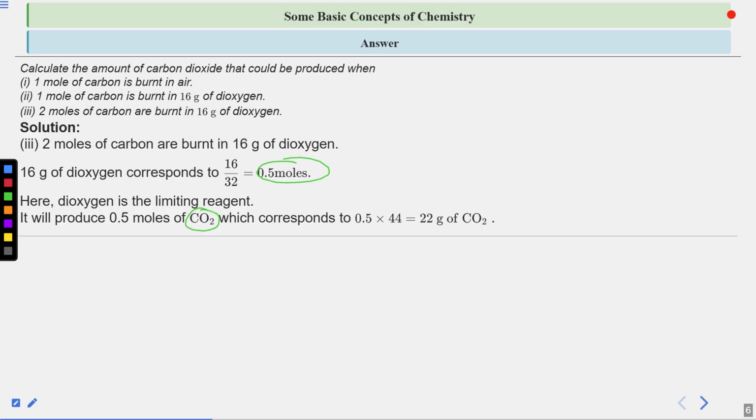And in 0.5 mole, the mass will be 0.5 into 44. So if you want to calculate the mass, you will use the molar mass, right? Because you have to calculate the mass amount. So you will not take molecular mass.